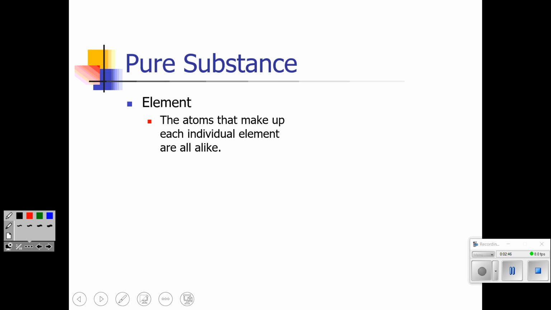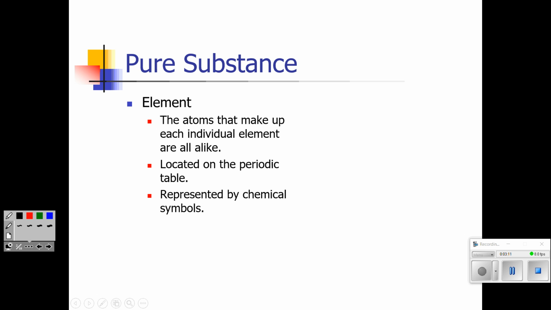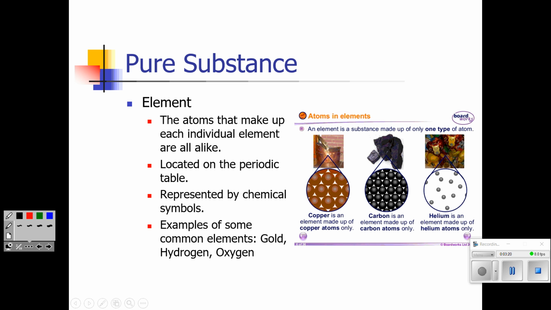All right, now, when we're talking about elements, this is the most basic pure substance, or we can call it the purest substance that there is. All of the individual atoms in an element look alike. The elements are always located on the periodic table and represented by chemical symbols. Some examples of common elements are gold, hydrogen, and oxygen. The picture here tells you an element is a substance that's made up of only one type of atom.